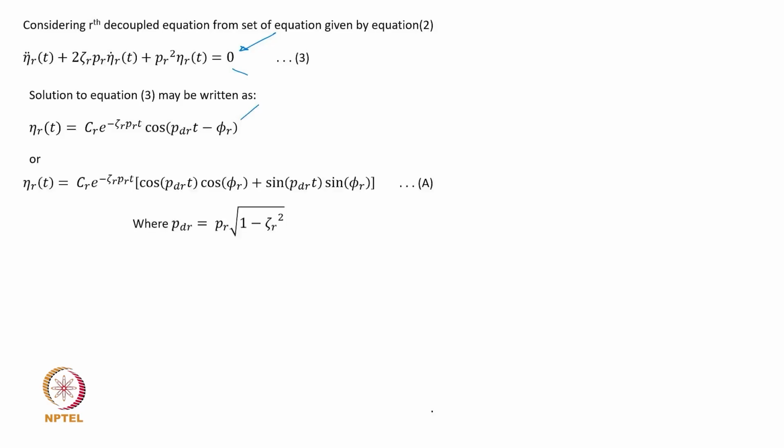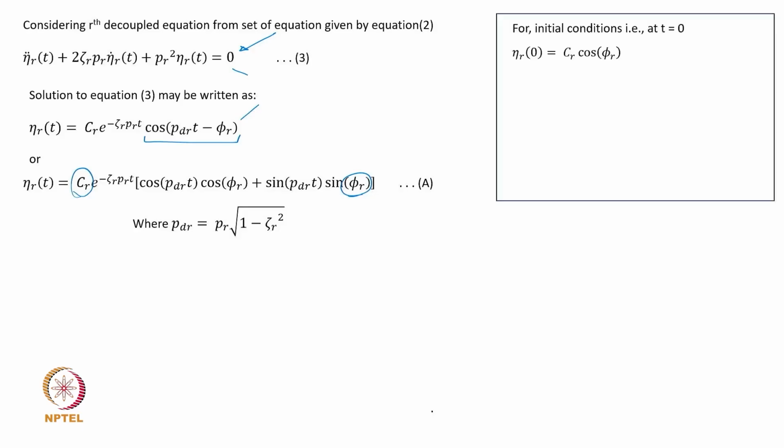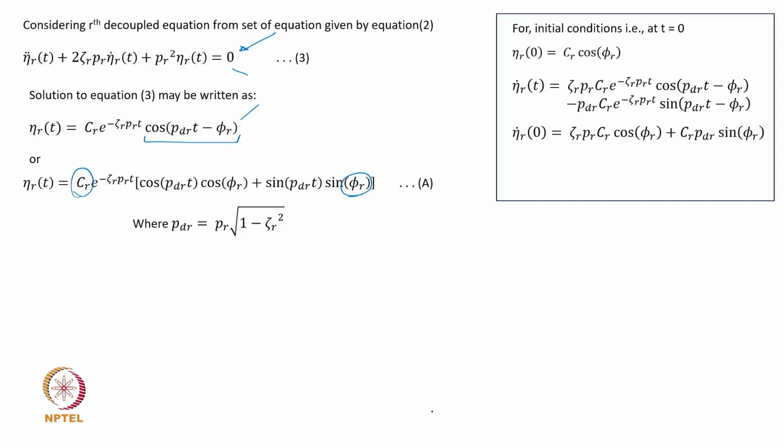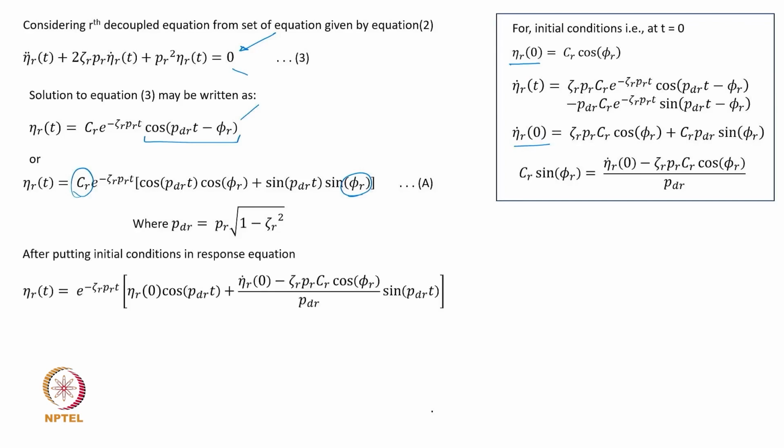And this can also be written in a separate way by expanding this. You can see that it is given by this expression. What we are now supposed to figure out is how to get these two unknown constants, the constant CR and the phase phi r. Now, if you put the initial conditions at t is equal to 0, eta r naught and eta r dot naught, quite similar to our undamped case, they can be shown as you can see here. We will not get into the details, these have been already discussed in our foregone lecture.